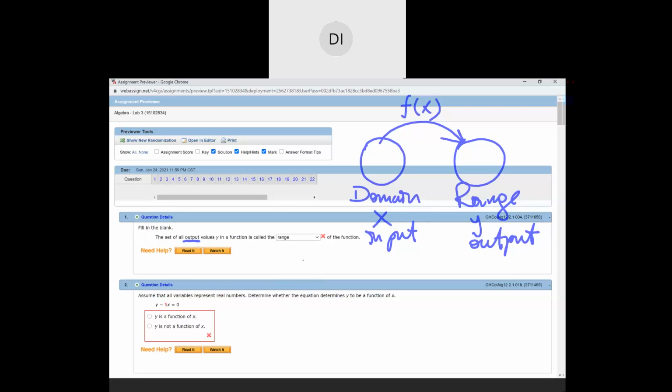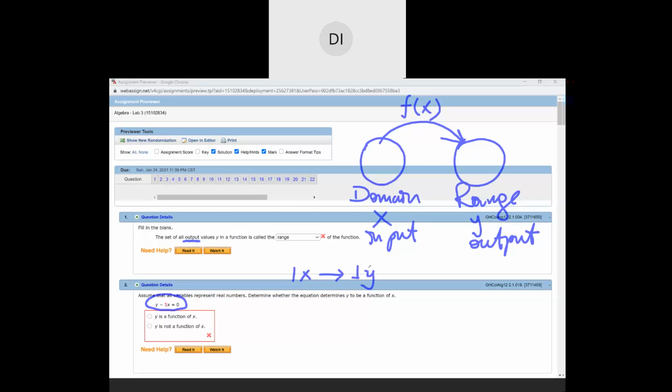Then you're going to go to the next one, number 2, and it says assume all the variables represent real numbers. We need to find if this is a function or not a function. The given equation is y minus 5x equals 0. If they give you an equation and ask whether it is a function, we look for one x, you should have one y. For one input, one x, you should have only one value for y. That's when you have a function.